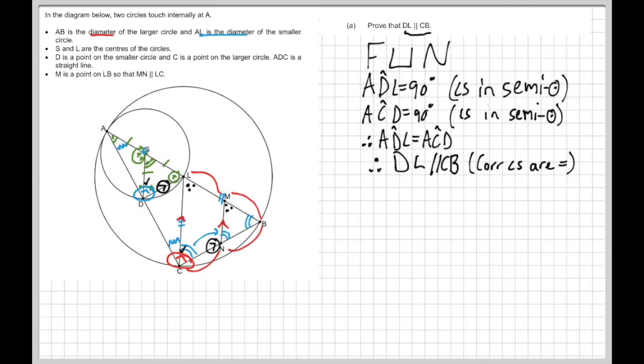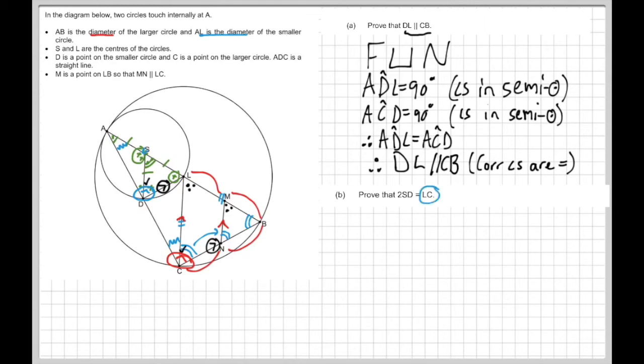Yes. Let's look at the second question that they are asking me now. The second question is, prove that SD is equal to LC. So now I've got to try and relate. How does SD relate to LC? So let's start by looking at LC.